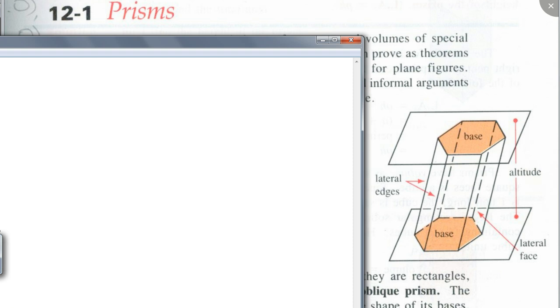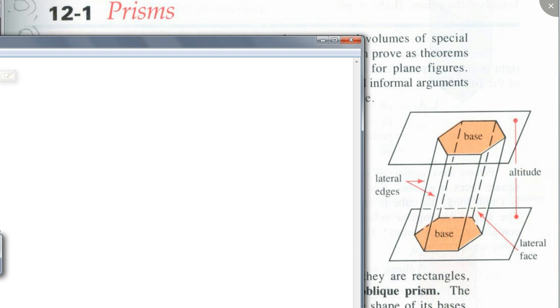Does anybody know what we call this prism? It starts with O. Oblique is correct. Listen, guys, there are two types of prisms. One of them is a right prism, where the bases are right on top of each other. This one is not. It's an oblique prism.